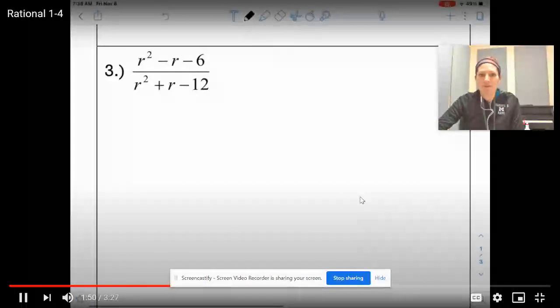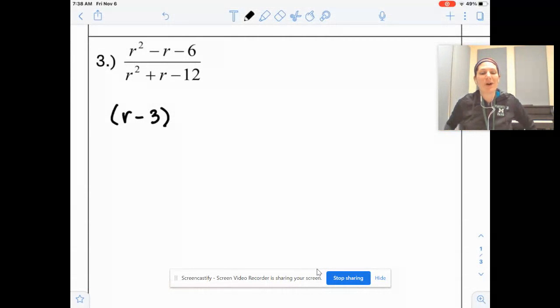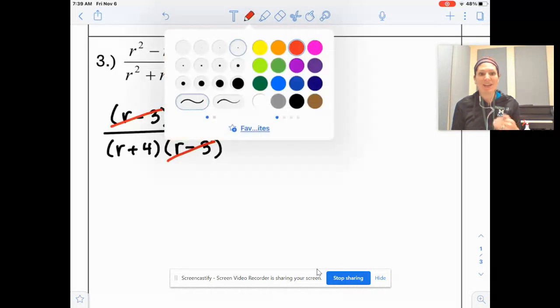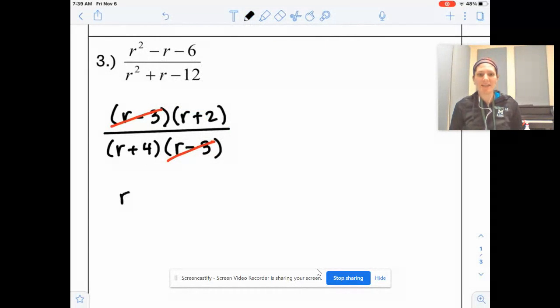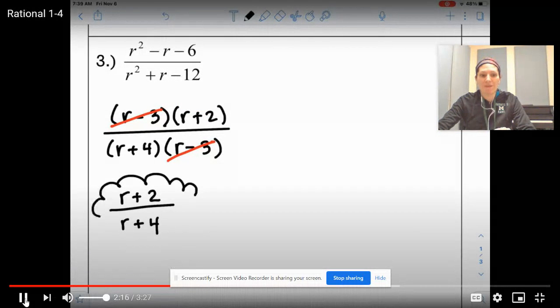I'm going to keep going for the first 4. So on number 3, can you factor this? Why, yes, you can. So you factor the numerator, you factor the denominator, and then you look for factors that appear in the numerator and the denominator. If you see a pair, you can cancel them out like you see I did. And so my final answer is r plus 2 over r plus 4.